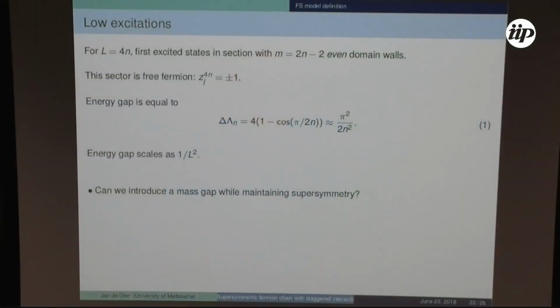Okay, so of course the ground state energy is zero by supersymmetry. You can look at excited states, and because the energy is given by this cosine, the energy gap is 1 over L squared. It's a simple calculation. And so the next thing we wanted to do is create a mass gap between the ground state and the excited state, so to protect the ground state. So the question is, can we introduce a mass gap in this model and maintain supersymmetry?